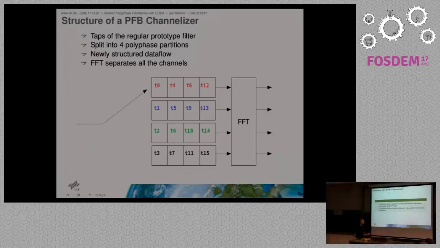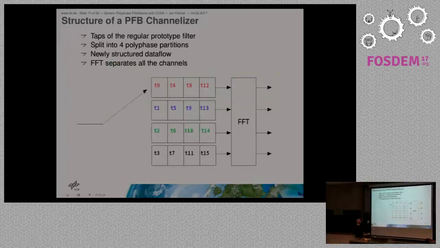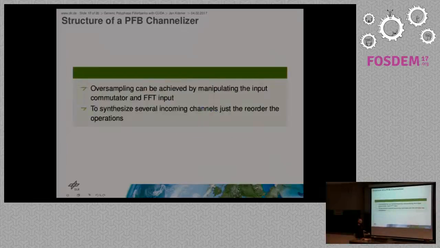So yeah, you can also do some different things. You can oversample the output of the channel, which is basically you manipulate this commutator. So if you want to oversample it by a factor of 2, you don't shift every input. Basically, the first sample goes to T0 and then gets shifted to T4. No, then it gets shifted to T2 actually. Yeah, if you want to synthesize instead of channelize, you can basically do the same operations, but you just reverse it. You first do the FFT, then do the filtering, etc.